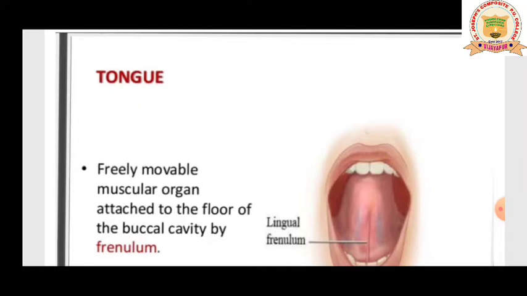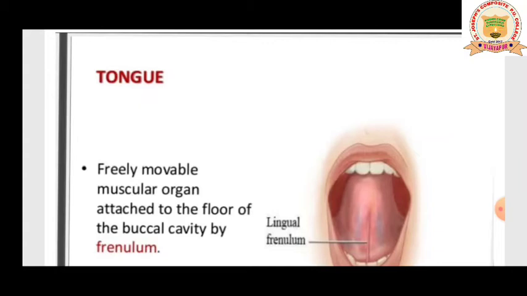The tongue is a freely movable muscular organ attached to the floor of the buccal cavity by the frenulum. Please underline the word frenulum. It's important. You should know your tongue is attached to your buccal cavity. The mouth is also called the buccal cavity or oral cavity. On the floor of the buccal cavity, there is a muscular organ.